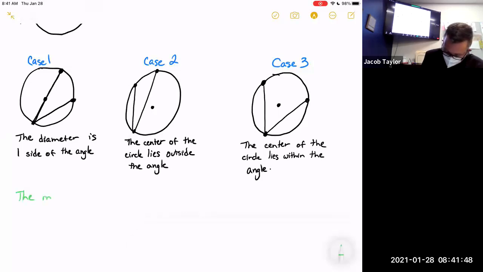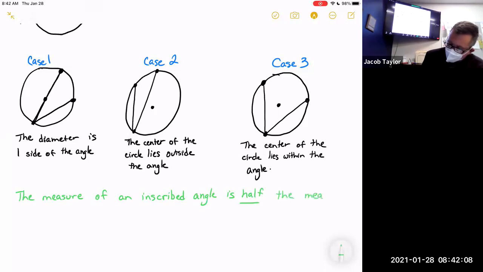The measure of an inscribed angle is half the measure of its intercepted arc. And that's the big math thing for today. That's the definition we're going to be using throughout the day to solve some cool problems.